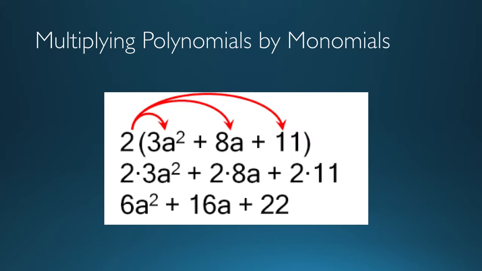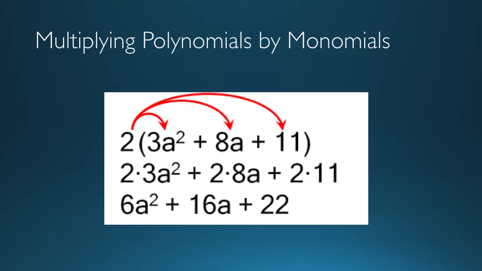Okay, what if we are being asked to multiply a polynomial by a monomial? Like in this example, the number 2 that's in front of the bracket, that's a monomial, and it's being multiplied by a trinomial, 3a squared plus 8a plus 11. So we would use the distributive property, which just means the number in front of the bracket, the 2, needs to be multiplied by every term inside the bracket. So 2 needs to be multiplied by 3a squared and by 8a and by 11.